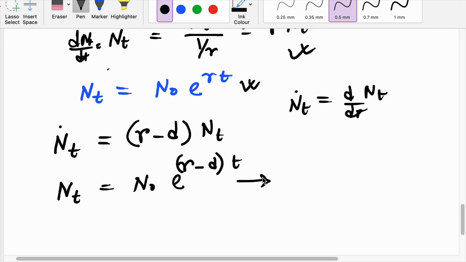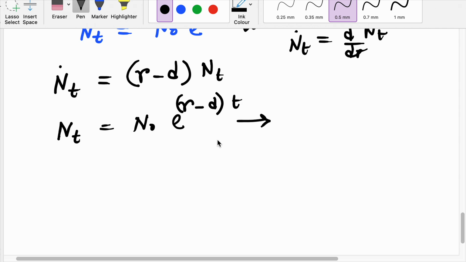Now from here we can get two aspects. One, if r is greater than d, then this population will go infinitely. This is called Malthusian growth.